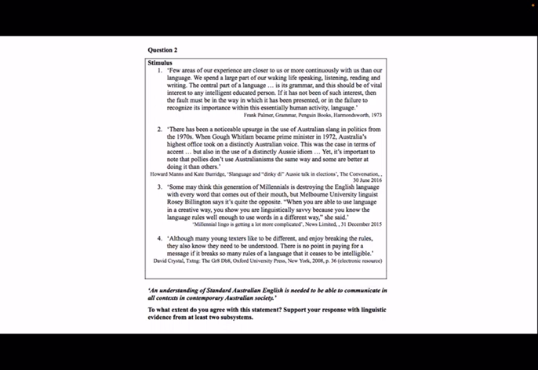Okay, so stimulus 1. Few areas of our experience are closer to us or more continually with us than our language. We spend a large part of our waking life speaking, listening, reading and writing. The central part of a language is its grammar, and this should be of vital interest to any intelligent, educated person. If it has not been of such interest, then the fault must be in the way in which it has been presented, or in the failure to recognise its importance within this essentially human activity, language.